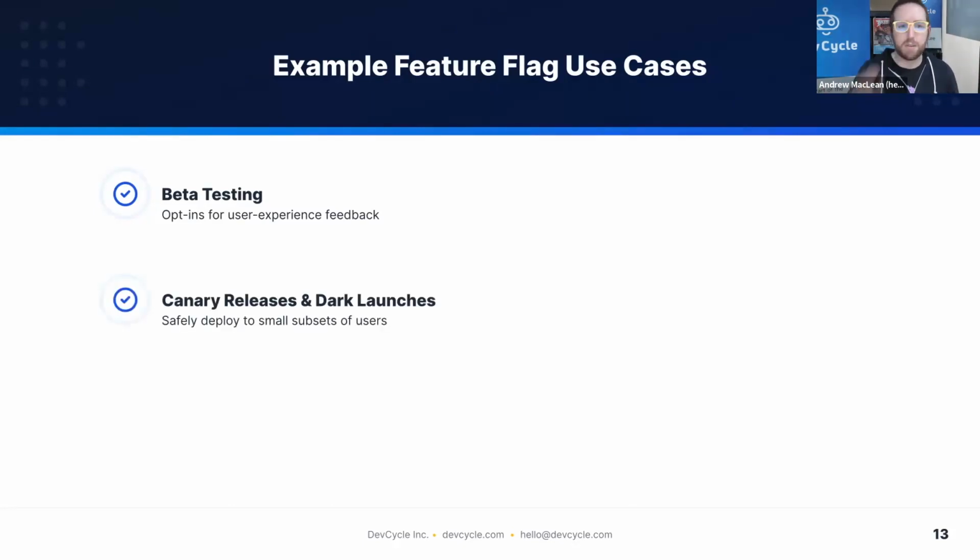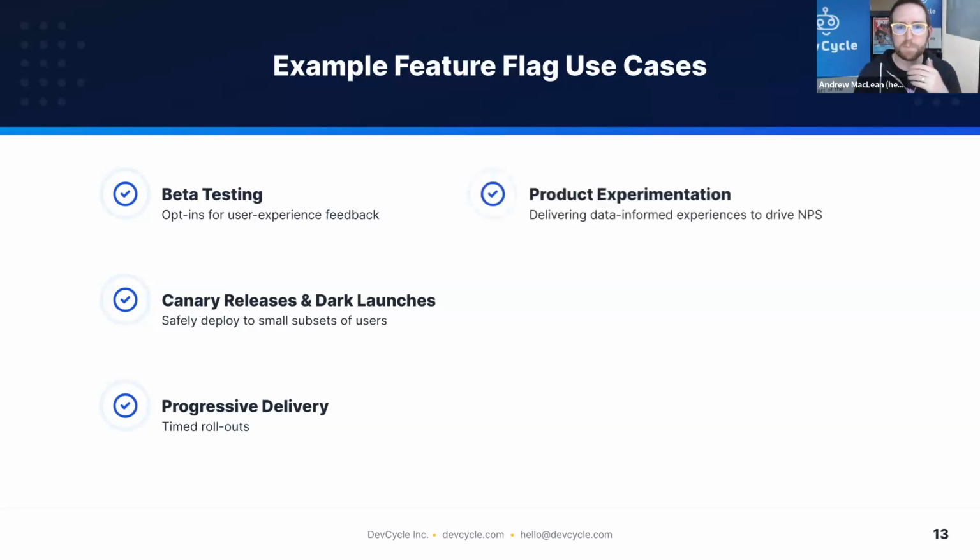Other things like canary releases and dark launches. If you've never heard of canary releases and dark launches, I highly encourage you to Google these after the talk, but it allows you to safely deploy to a small subset of users without more widely releasing, and allows you to do it in a really impactful way. Another thing, progressive delivery is a really important thing, especially if you're wanting to slowly roll out a new feature. You don't want to necessarily have your servers get upset with you or be paying lots and lots of money if things go wrong. So you can time rollouts there.